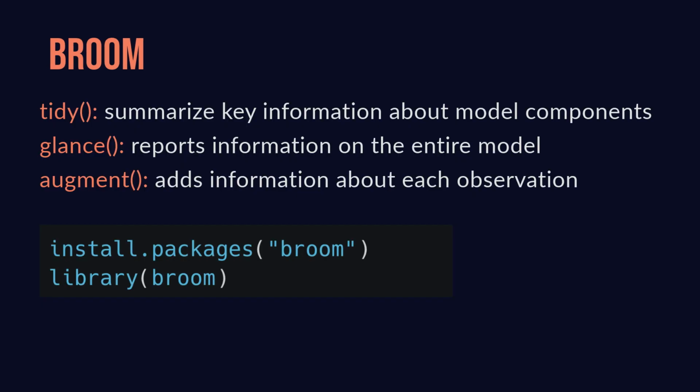The package broom has functions that help summarize key information about models in tidy tables or data frames. Broom provides 3 verbs that can make it convenient to interact with model objects. The first one is tidy, which summarizes the information about model components. The second one is glance, that reports information about the entire model. And the third one is augment, that adds information about each observation to a dataset. We will use each of these functions later.